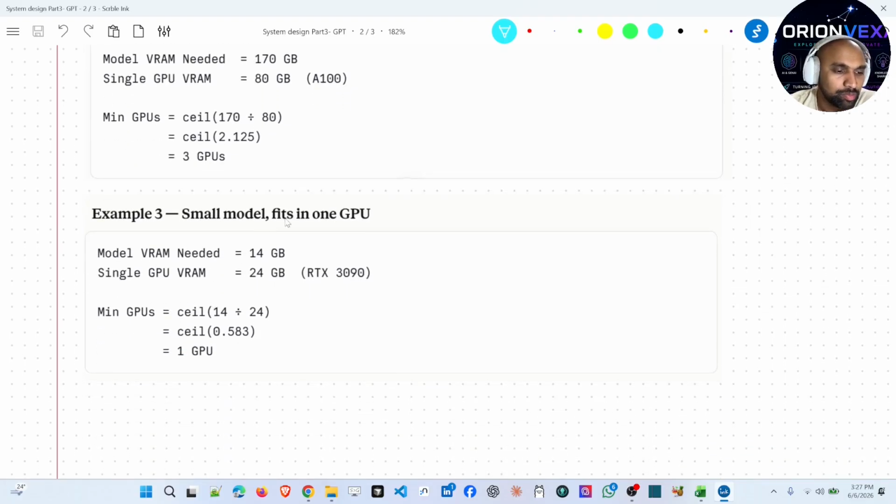Next, think about a small model that fits on 1 GPU. Model VRAM requirement is 14 GB. Single GPU VRAM is 24 GB, around this RTX 3090. Minimum GPU requirement is ceil of 14 by 24. That is ceil of 0.583. We can consider that as 1 GPU.